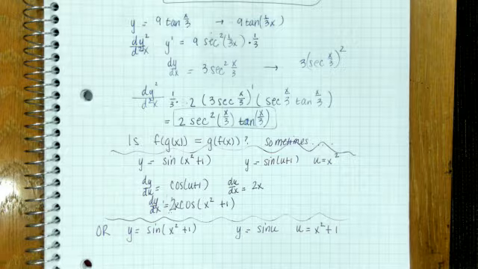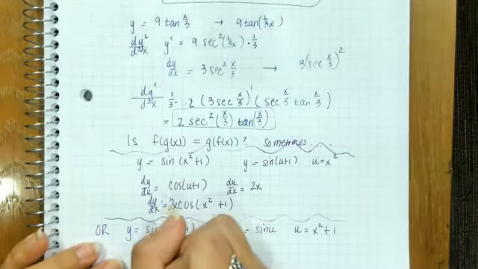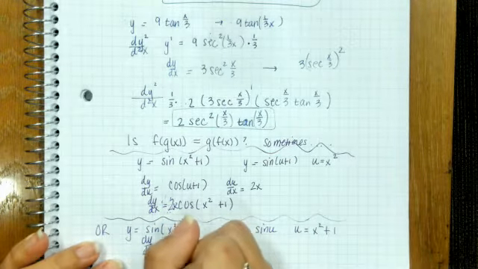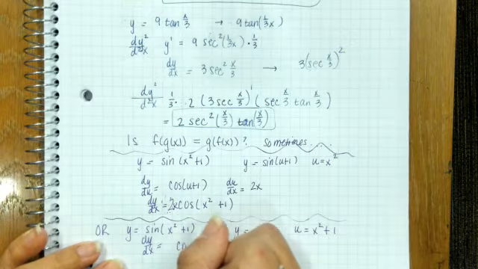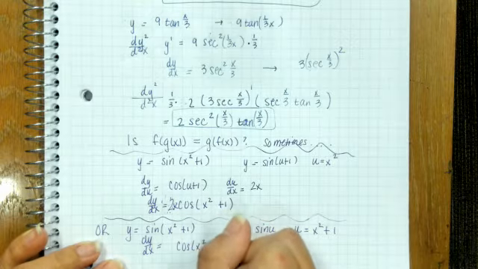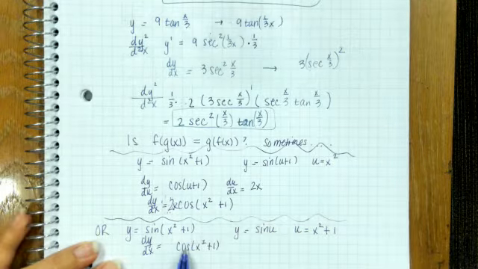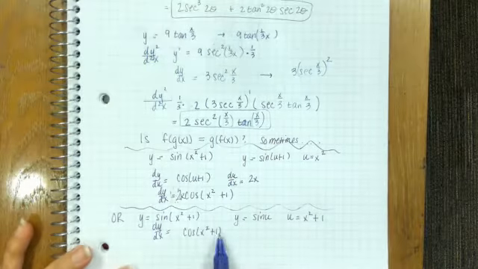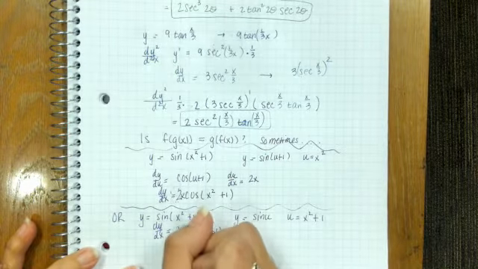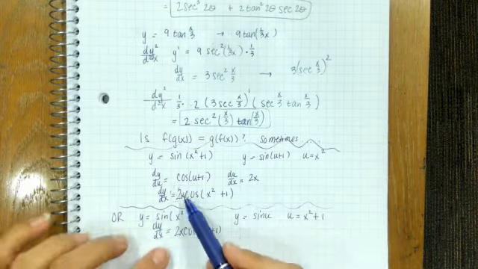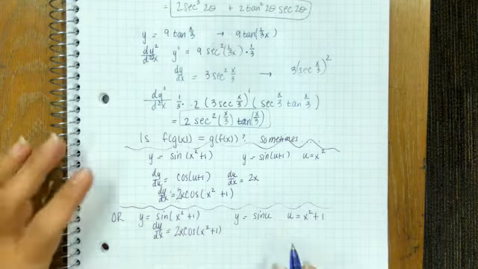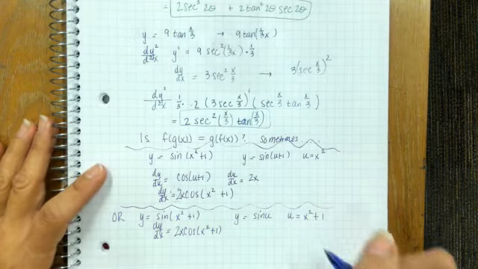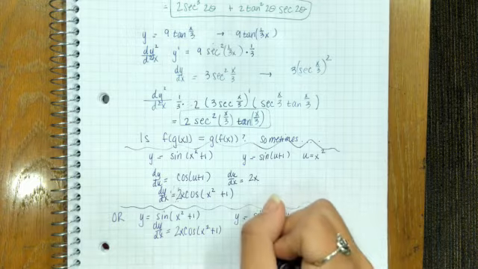All right, well, dy dx is equal to the cosine of x squared plus 1. So the derivative of sine is cosine times the derivative of x squared plus 1, which is 2x. So hopefully you recognize 2x here. And then the derivative of u is 2x.